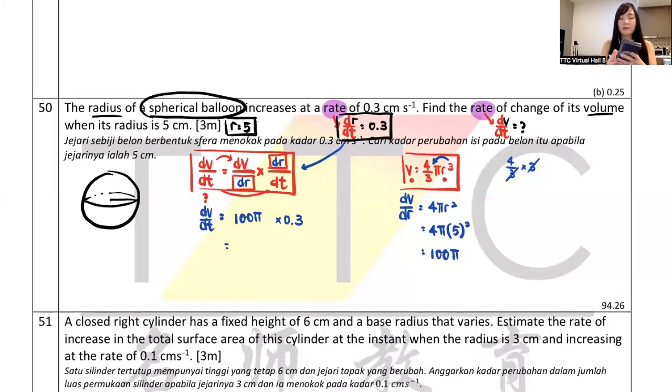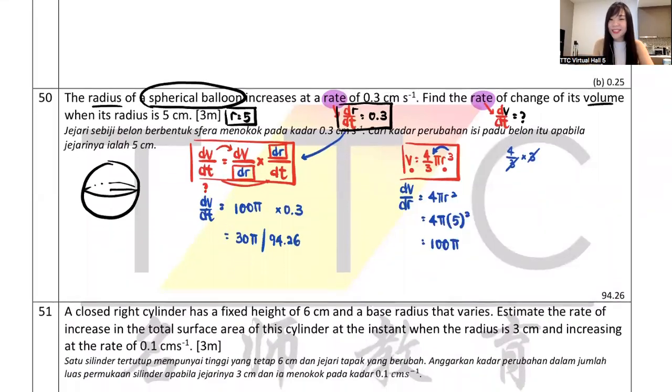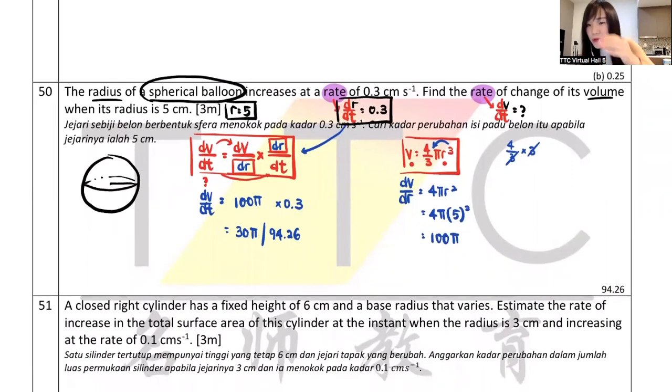So 100 times 0.3. You guys can write the answer, 30 pi. For those who want to press the pi as 3.142, you can also write 94.26. Both answers are acceptable. It just depends on what you write. But I will always write 30 pi. The nicer one.